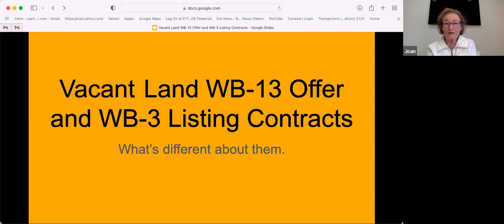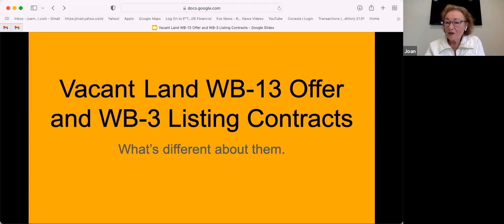We're going to start with the WB 13, the offer. And you have to realize when your buyer brings an opportunity to you to buy some land, that you ask them that question first. Is this in a subdivision, a developed property, or is this raw land? So how you write that offer is going to be a big difference.